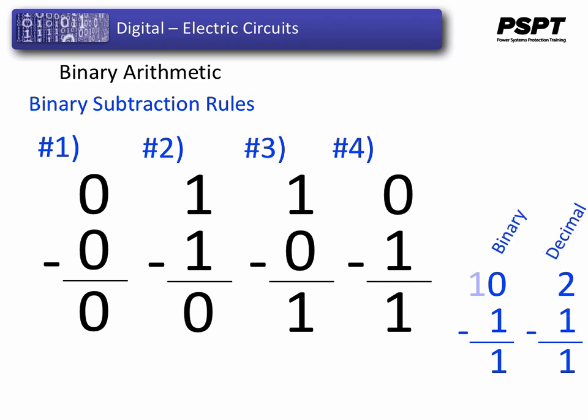decimal numbers. If we take 1, 0 and replace it with a decimal number, that's the decimal number 2. 1, of course, equates to the decimal number 1. So you take 1 from 2 and you're left with 1, of course, in the decimal system. In the case of the binary system, 1, 0 minus 1 is 1. So again, the rules work.